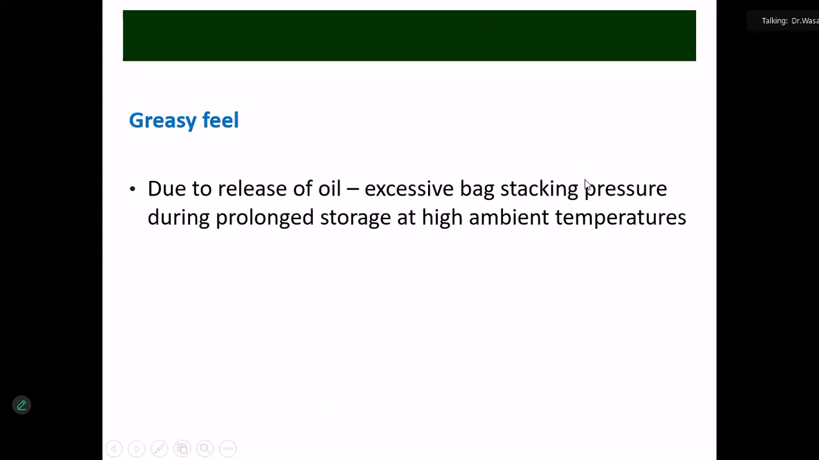Excessive pressure during prolonged storage and high ambient temperature. There are two conditions: one is back pressure for a long time, the other is high temperature. Under very high temperature for a long time period, you keep more than the number of bags, one over the other.